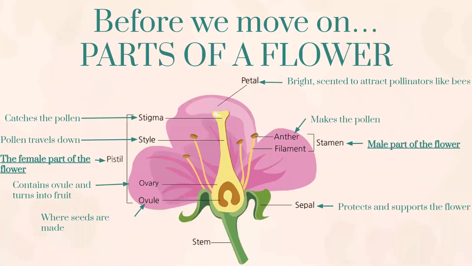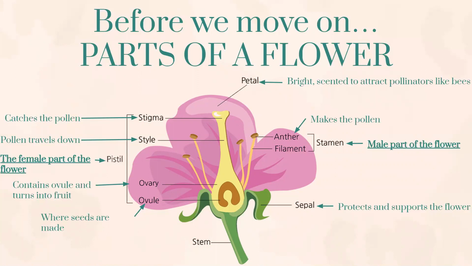Now, to understand how flowers produce seeds, we need to first understand how the parts of the flower work. There are male parts and female parts on a flower. The male part of the flower includes the anther and the filament. The anther is important because it creates pollen. As a whole, these male parts are called the stamen. The female parts include the stigma, style, ovary, and ovules.